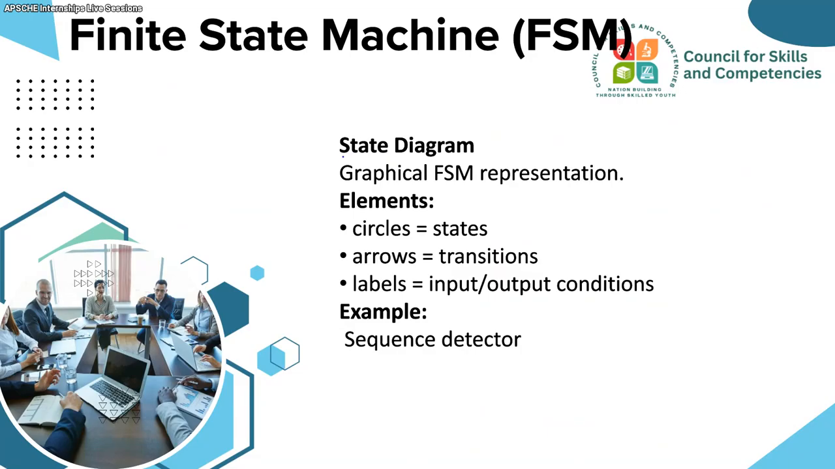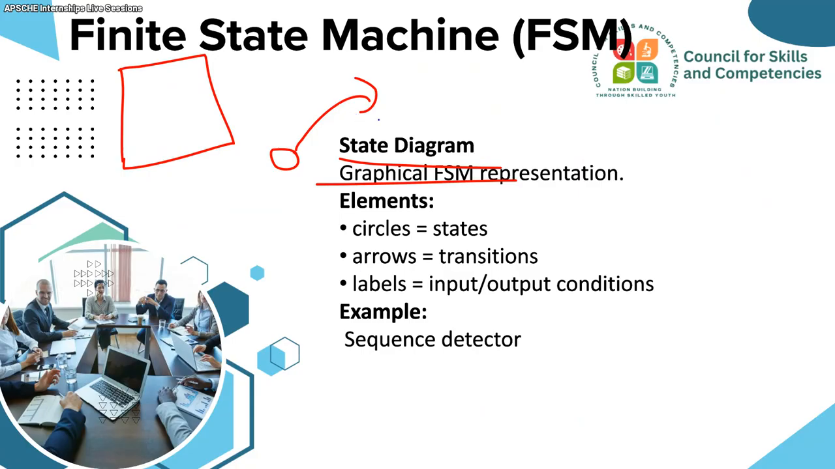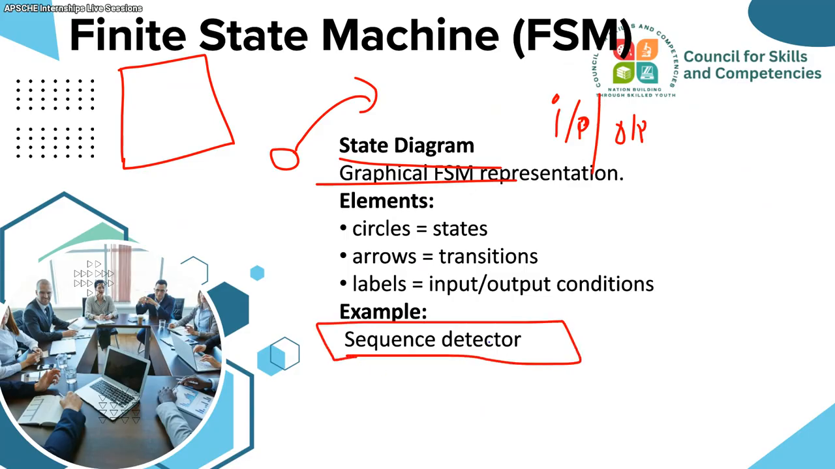So what is the meaning of the state diagram? It is the graphical representation of the finite state machine. When we try to derive something, that is a graphical representation of it. So usually we will put circles and arrows for transitions, and label the input and output. Something like this, we will label input and output likewise. An example is a sequence detector. Through the example we will try to understand these things.